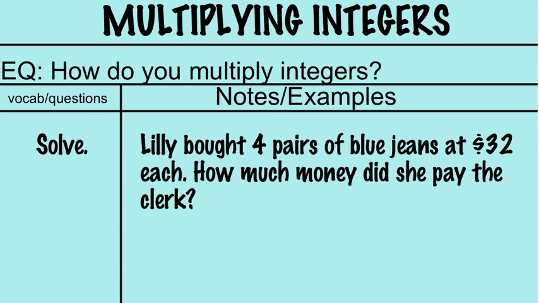All right, Lily bought 4 pairs of blue jeans at $32 each. How much money does she have to pay the clerk? Notice what kind of integers these both are. They're positive. She bought 4 pair. She bought them for $32, so she has to pay back a total of $128.